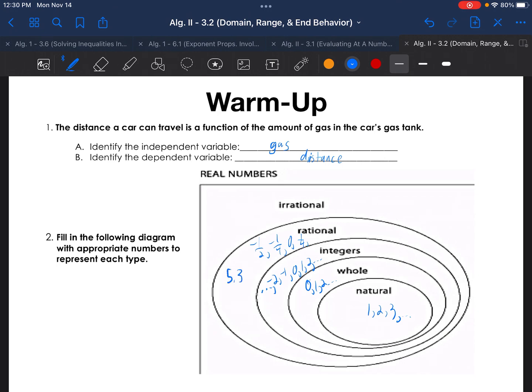Let's say you also have decimals like 5.3. You could also have 2.2 repeating. So it can repeat or it can end. You could have like the square root of 16, for example. That's just 4, so that would actually fit all the way in natural as well.